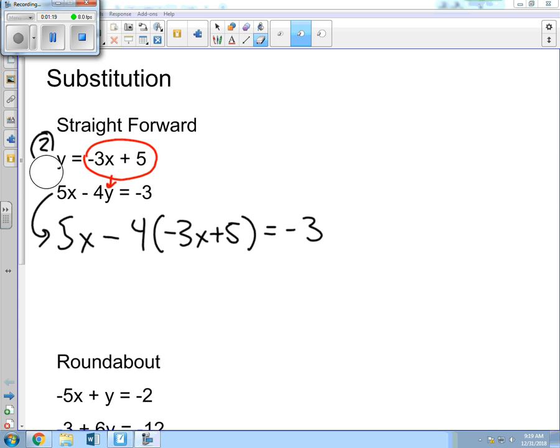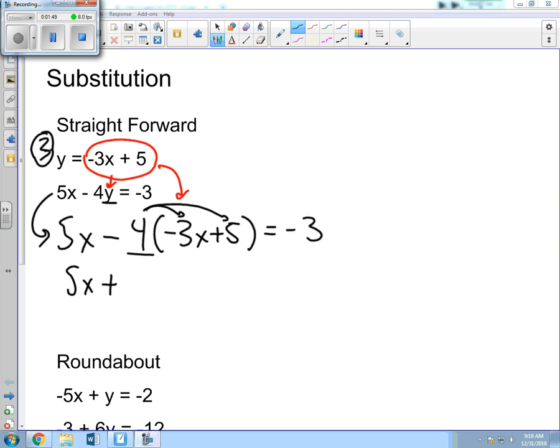Problem number 9 on the packet is not a straightforward one, and thus I'll show you how to do that next. But first let's do a straightforward one. So I replace this y with this equation right here, or this expression, I should say. Now I just solve it like a multi-step we did probably 2 months ago. 5x, I'm going to distribute the negative 4 to both negative 3 and 5. Negative 4 times negative 3 is going to be positive 12x. Negative 4 times positive 5 is going to be minus 20, equals negative 3.